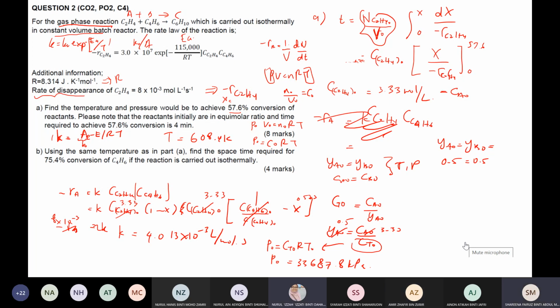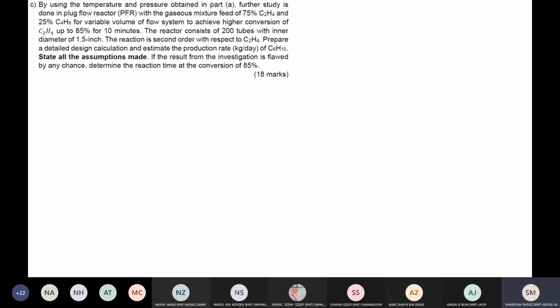Boleh doktor. Okay, alright. Okay, so question number 3 ni, by using the temperature and pressure obtained in part A, okay, kalau misalnya you tak dapat pun temperature dan pressure yang betul, tapi I consider lah kalau ada jalan kira untuk soalan ni, okay. Alright, with the gases mixture feed of 75% C2H4 and C4H6 25%. Okay, so dia dah bagi nilai baru untuk YA0 dengan YB0. Okay, this is YA0 and this is YB0.